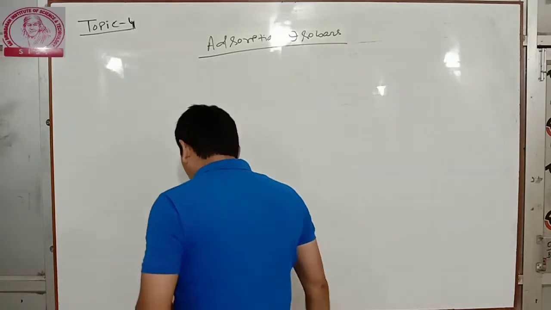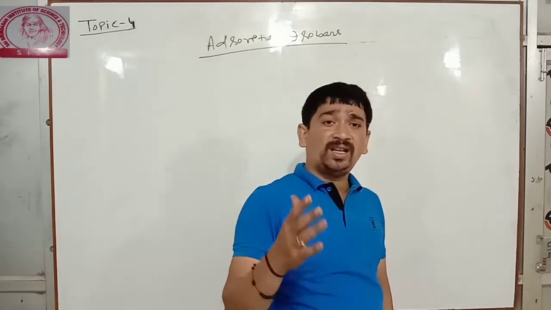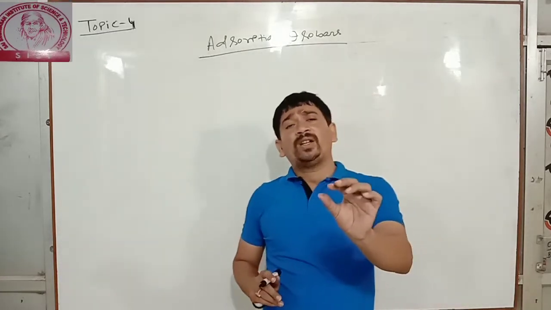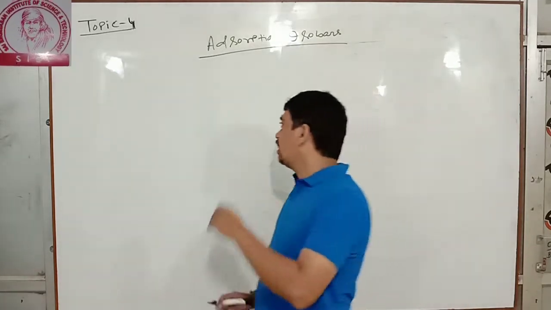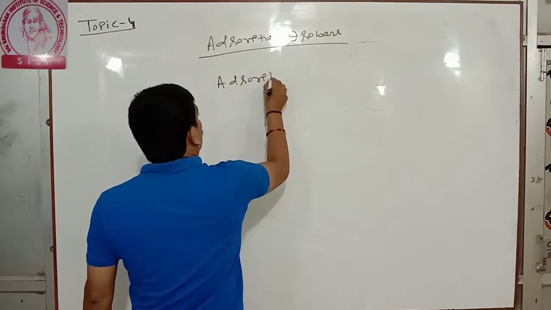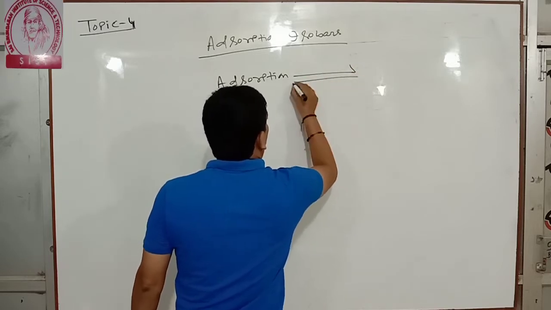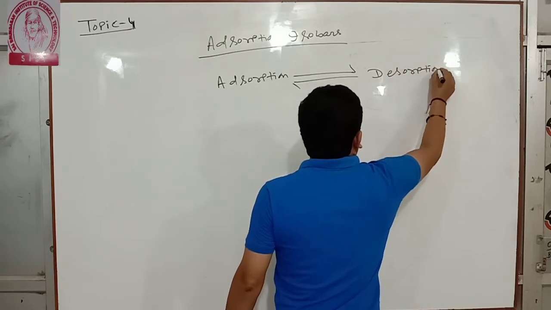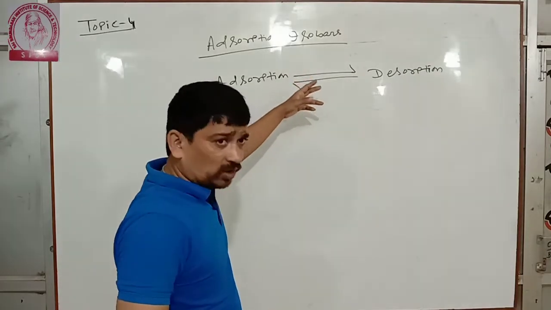Before this, what is isobar? Isobar means constant pressure. As we know, adsorption is an exothermic process. So we can write, adsorption is exothermic in nature.